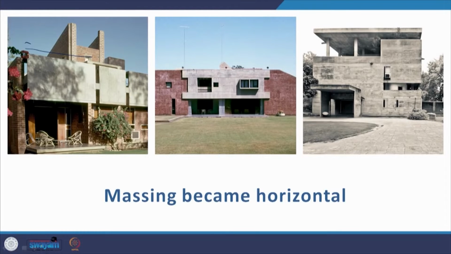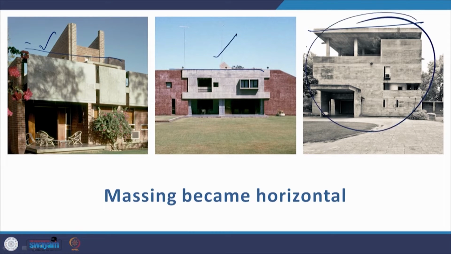Then the massing became horizontal. In all the buildings we had flat roofs and terraces that could be used. Now this is Doshi's house, this is the house designed by Charles Correa, this is Shodhan house by Le Corbusier, having the flat roof.